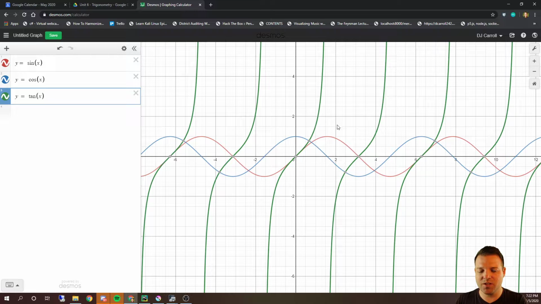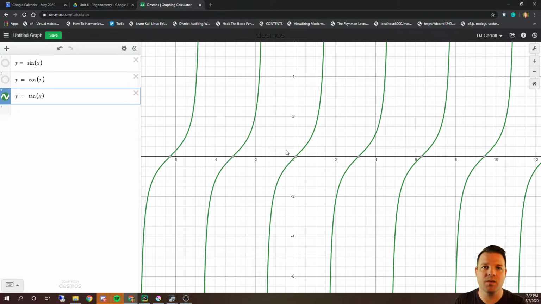And I'm also interested, if I turn these off, in the period. So how long does it take for the tangent? We saw the sine and the cosine take 2 pi, or 360 degrees, to go through one cycle. Well, let's take a look at the tangent. And so it's actually kind of tough.